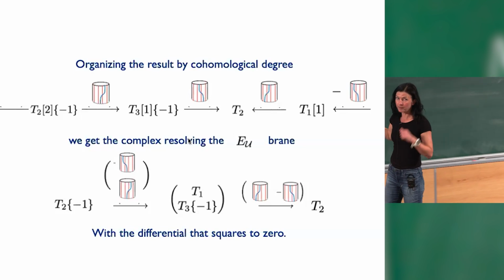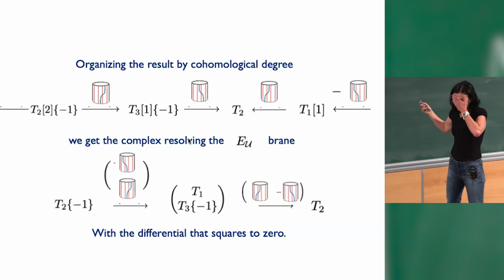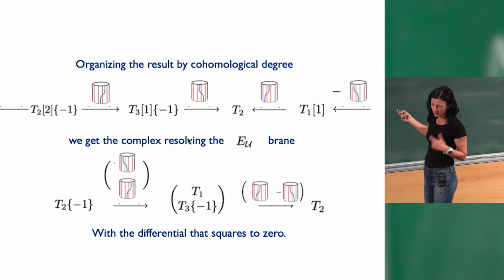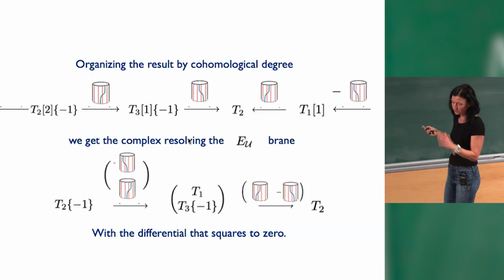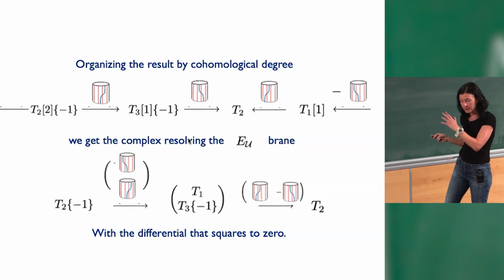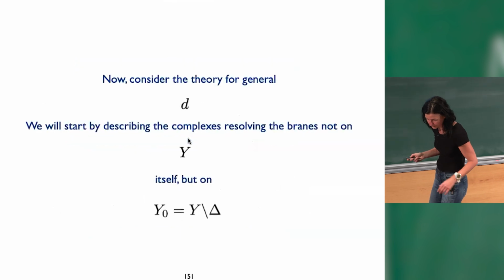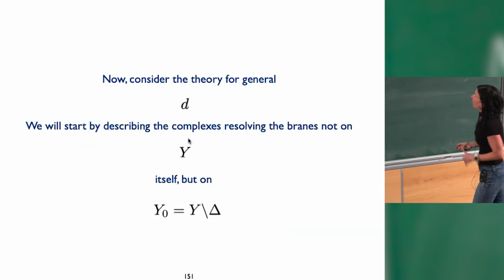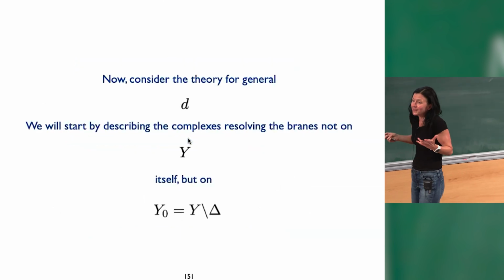Now, you might be able to see, but probably not, actually this is mirrored to a structure. It's related to a complex that resolves a structure sheaf of P1 and T star P1, which is the B side.